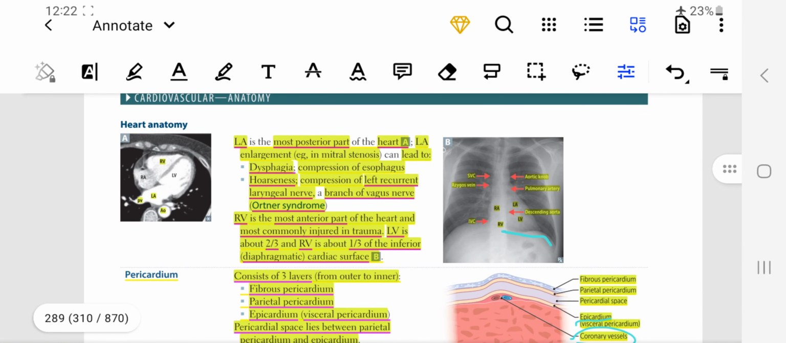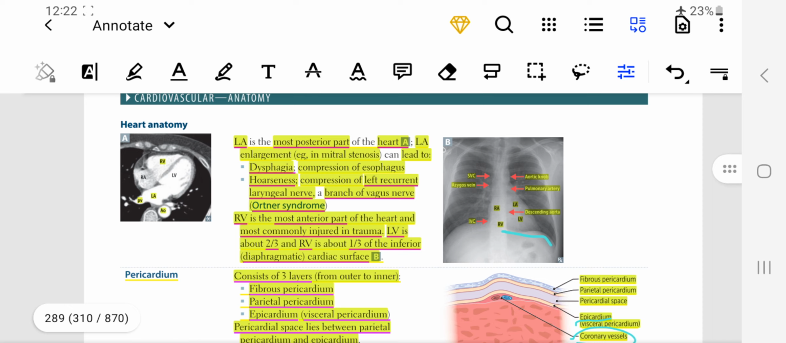Coming toward the anatomy, left atria, the most posterior part of the heart. Left atria enlargement, for example in mitral stenosis, leads to dysphagia, compression of esophagus, hoarseness, compression of left recurrent laryngeal nerve, which is the branch of vagus nerve, that will lead to Ortner syndrome.